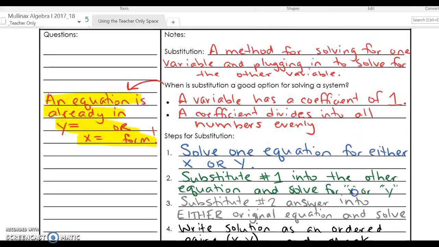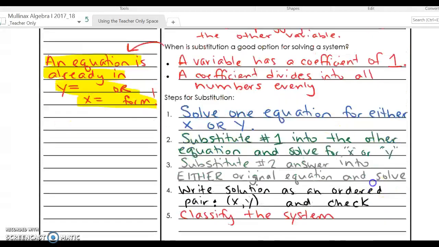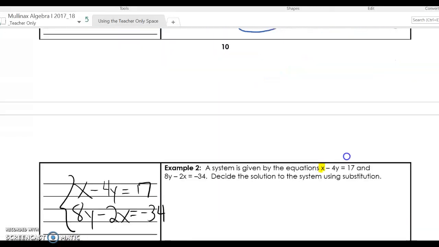Now going back to when is substitution a good option for solving a system? Obviously, not all problems are going to be set up to where one of the two equations is already in y equals or x equals form. However, if you have a variable that has a coefficient of 1, then it would be really easy to get that variable by itself. Or if you have a coefficient that divides into all of the other numbers in the equation evenly, then we would be able to solve for x or y without fractions. So let's look at some of the other examples here.